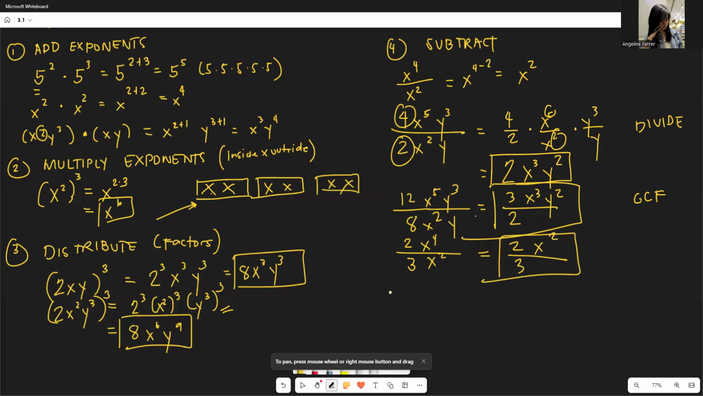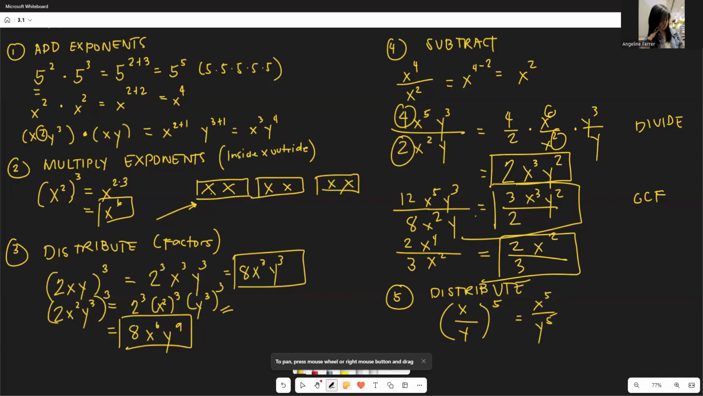And there you go. And lastly, the fifth law would be distribute as well, but this time for the numerator and the denominator. For example, you have x over y raised to 5. Then you must distribute that to both numerator and denominator.